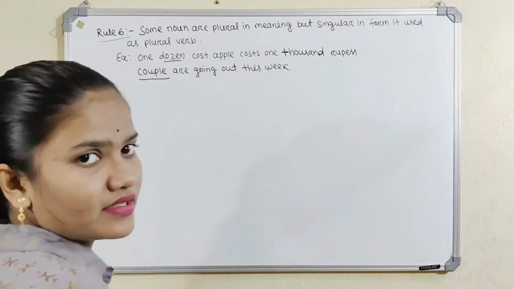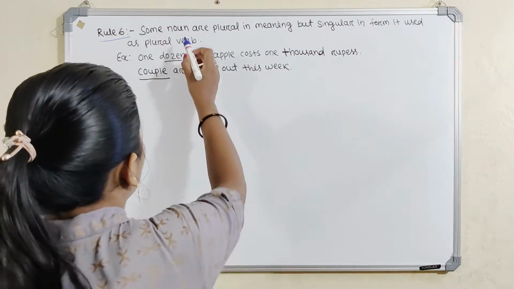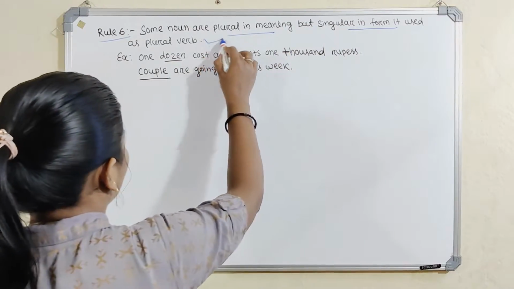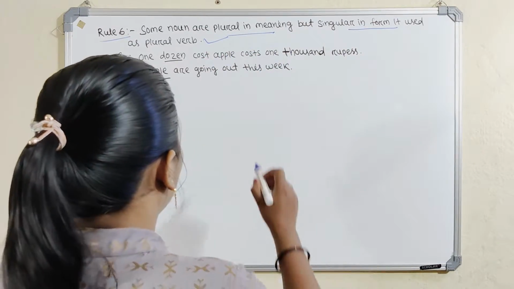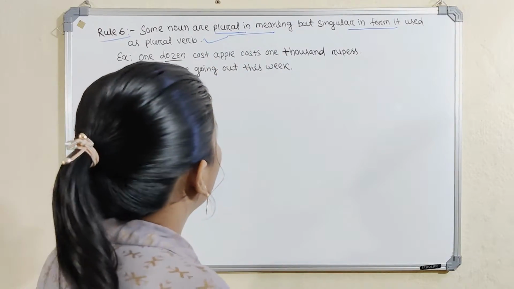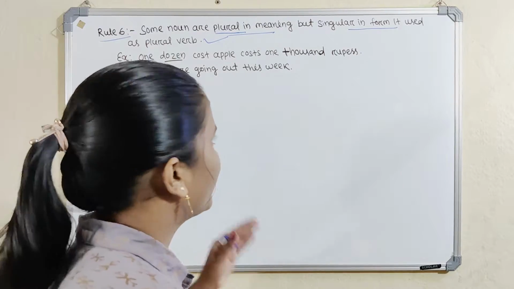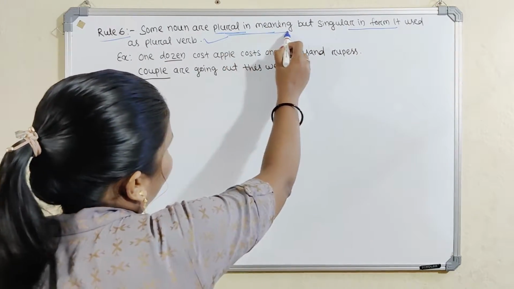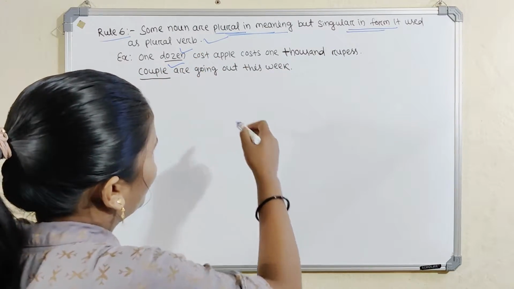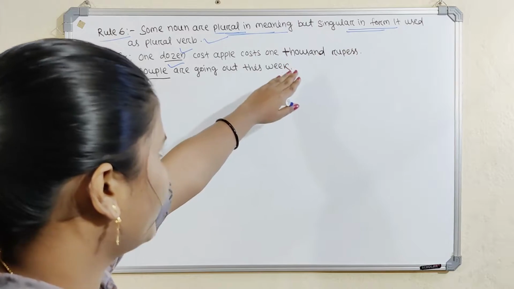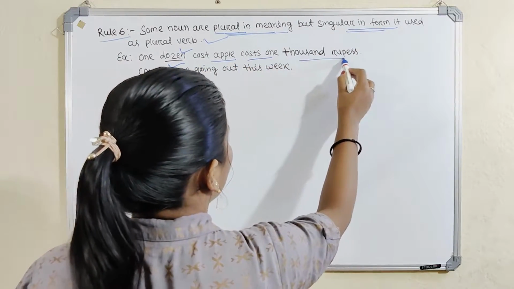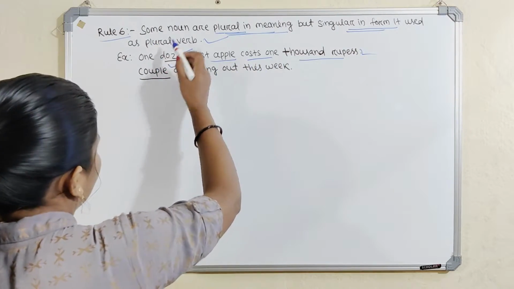Rule 6 is the opposite of rule 5. Some nouns are plural in meaning but singular in form, and they are used with a plural verb. In rule 5, I taught you that some nouns are plural in form but singular in meaning. This is the opposite: plural in meaning but singular in form. That is dozen, couple. One dozen apples cost 1000 rupees is an example of this.